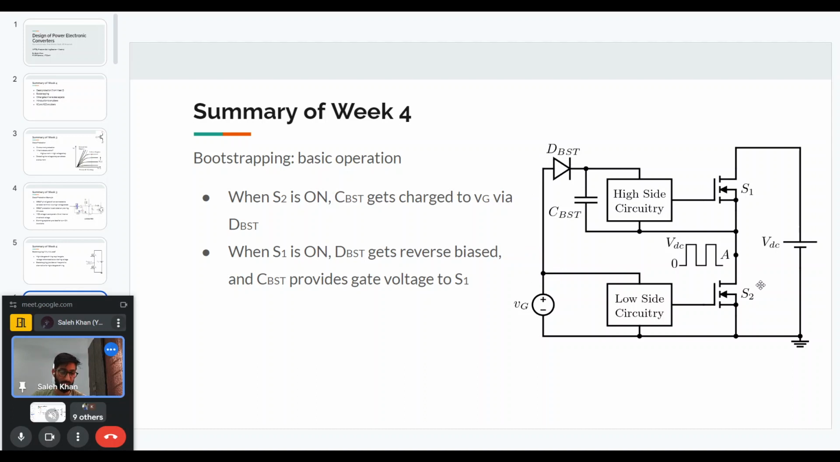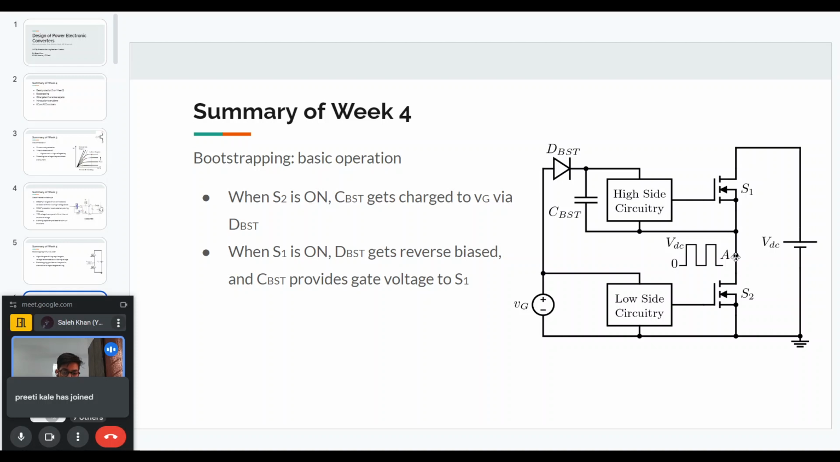So during the time when S2 is on, the diode will be forward biased, and the bootstrap capacitor will get charged. If the on duration of S2 is large enough, C bootstrap will get charged to the full VG voltage. So let's say 15 volt. And then in the next case, when we turn on the high side circuitry, S2 becomes off and S1 becomes on.